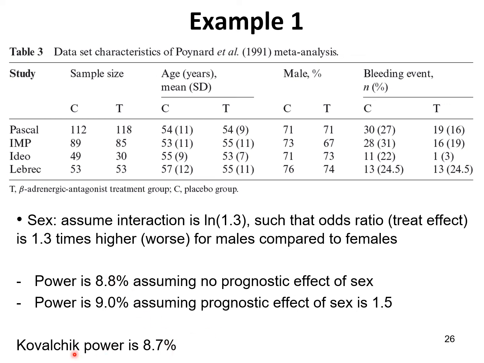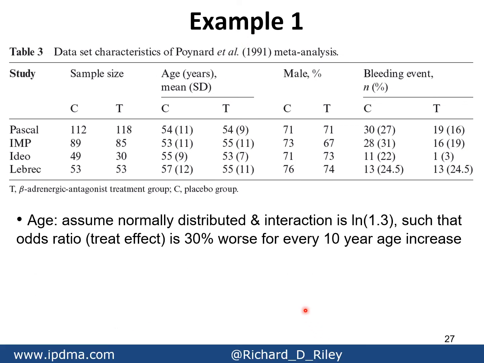Remember I said that the Kowalczyk approach also used across-trial information. Well, in this particular example, that doesn't have any impact because across trials, there's very little variability. Look at the mean age. It's pretty much 53, 54, 55. It doesn't change much across trials. Percentage males, 70, 76, very similar. So there's not a lot of information actually across trials in terms of variability. So the across trial information has no impact. So the power is not great at all, is it, for sex?